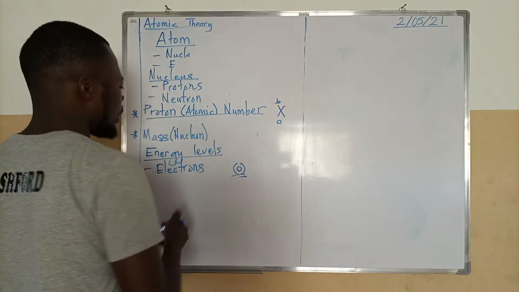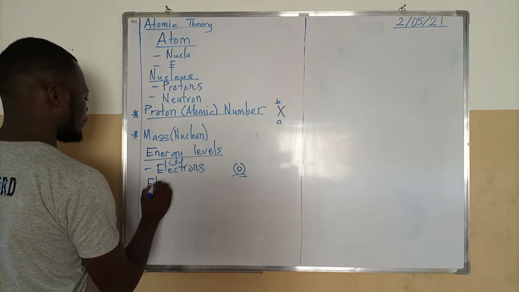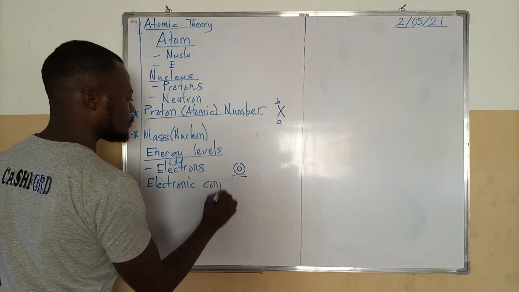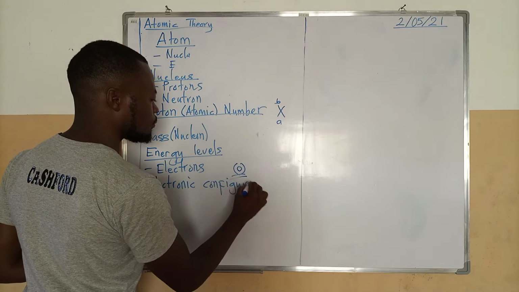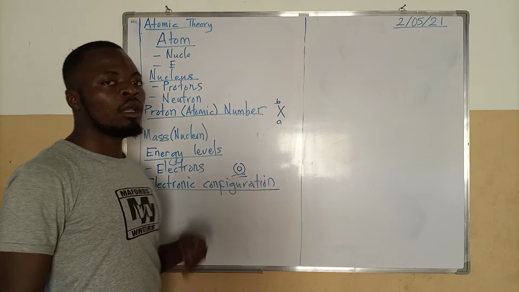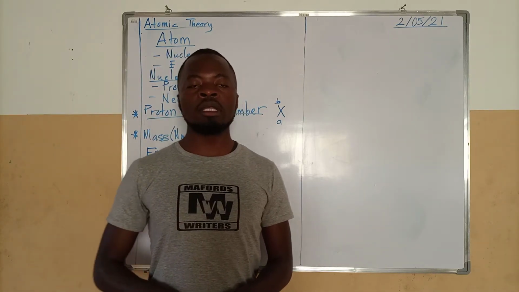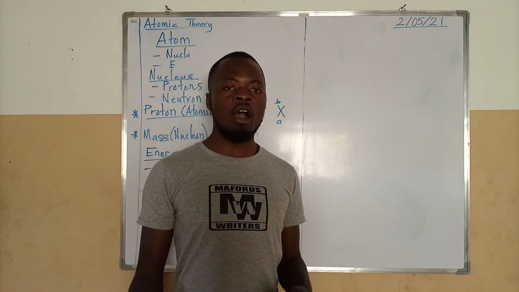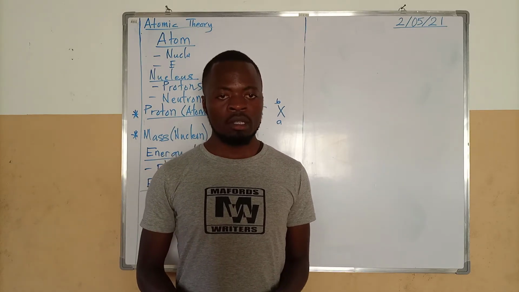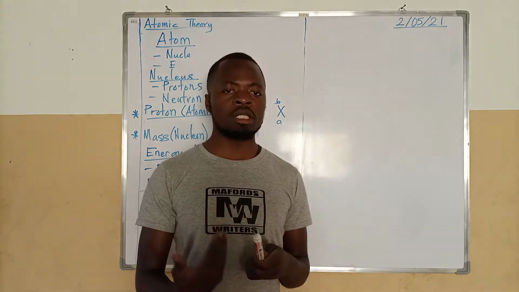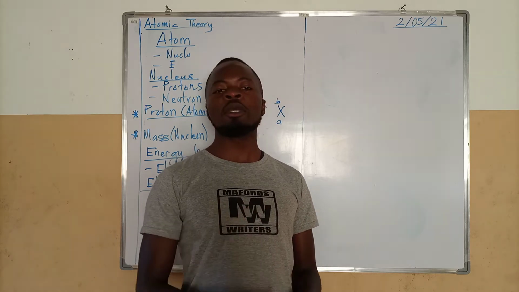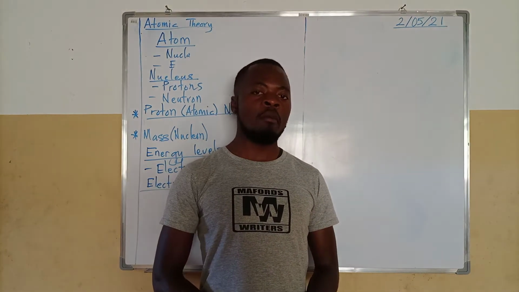So we can move on and look at what is known as the electronic configuration. Now, what is an electronic configuration? Electronic configuration is simply the representation of the arrangement of electrons in the orbits of an atom. So when we're looking at the manner in which electrons are arranged in the orbits of an atom, then we're looking at the electronic configuration of a particular atom.